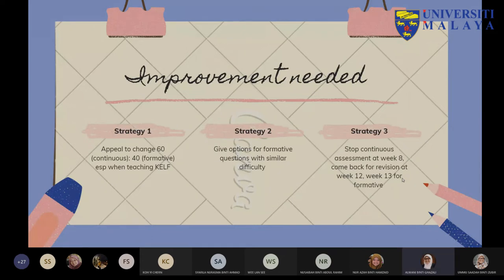Okay. And then strategy number three. Instead of having everything stuck in from week 9 until 14, actually I started way back from week 1 and continued until week 8. But even then, students complained about how busy they were. So I decided to stop the continuous assessment at week 8. I don't know what else to do. Then come back for revision in week 12, and week 13 for the formative assessment.